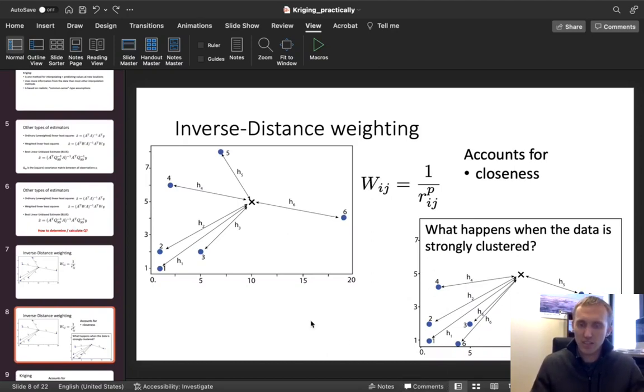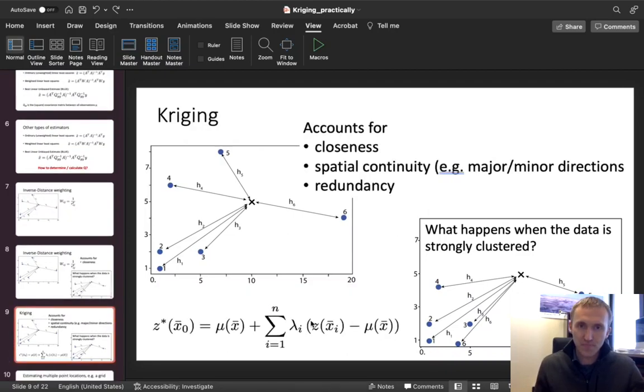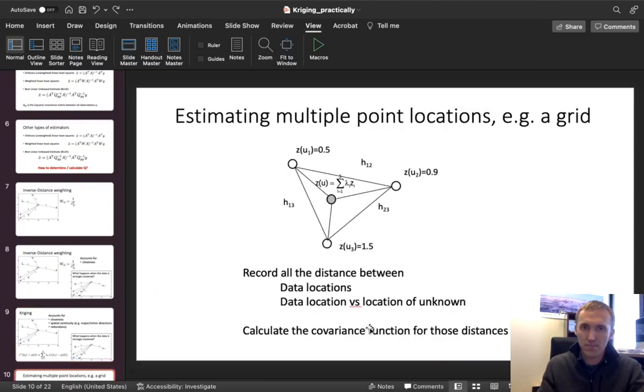It doesn't account for this data redundancy here, where you have clustered data points. And so Kriging is going to also use distances, but it's also going to account for this clustered data. It'll account for the type of spatial continuity that we have. So for example, we can have anisotropy in the spatial length scale. Different lengths can be different effective distances in different directions. I'll say an example about this later, and it'll make more sense. And so here are just the Kriging equations. We'll talk more about what these mean and how to derive them in just a second.